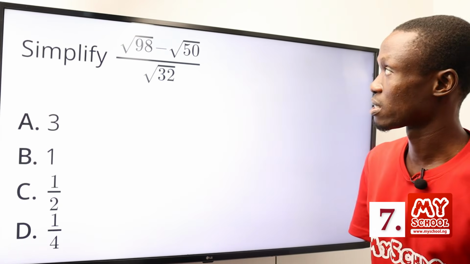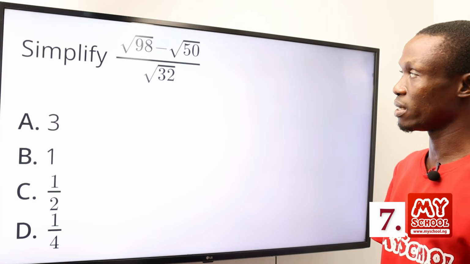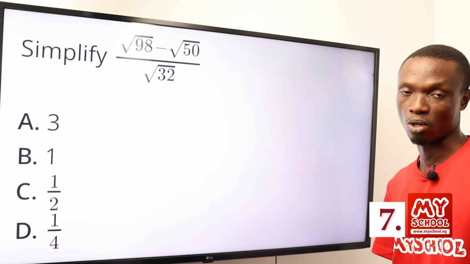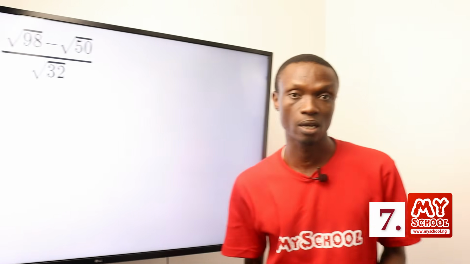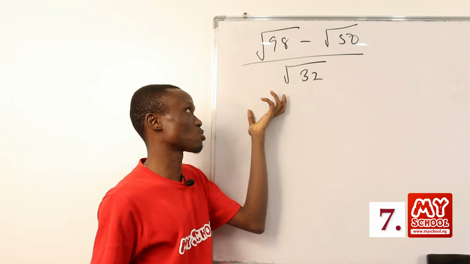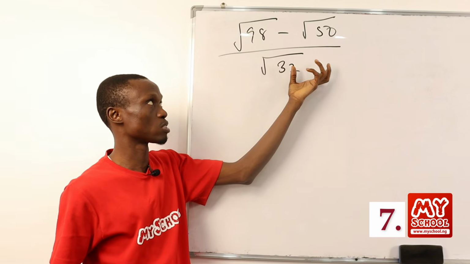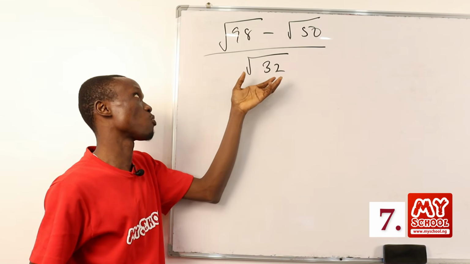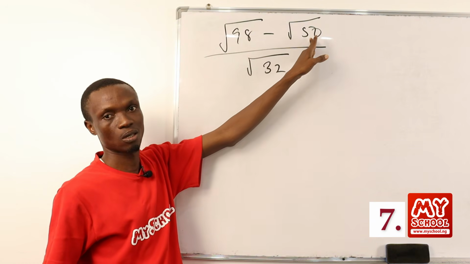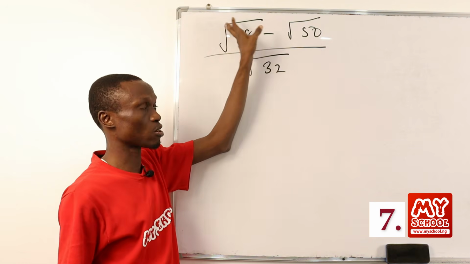Question 7. Simplify root 98 minus root 50 all over root 32. So let's move over to the board to provide answer to this question. So basically we can't solve it like this because these surds are not similar. For example, we can't say root 98 minus root 50, it's not possible because they are not similar surds.